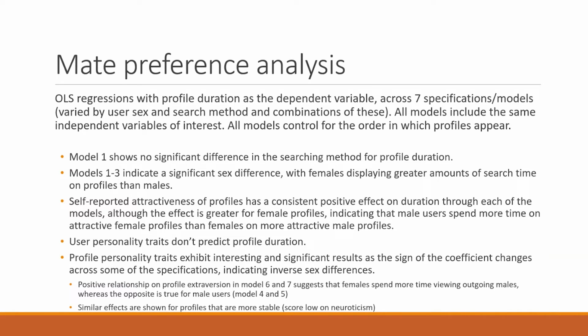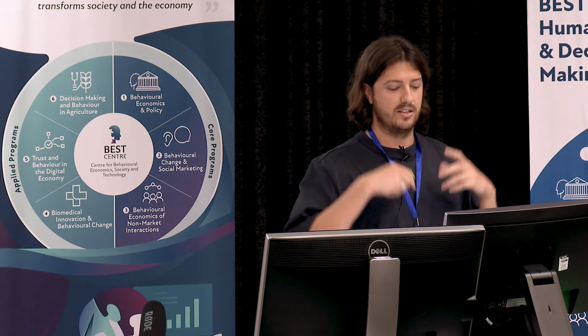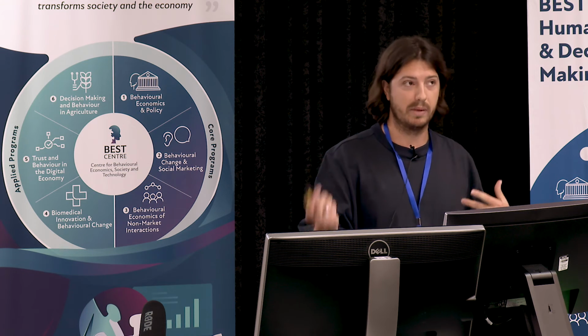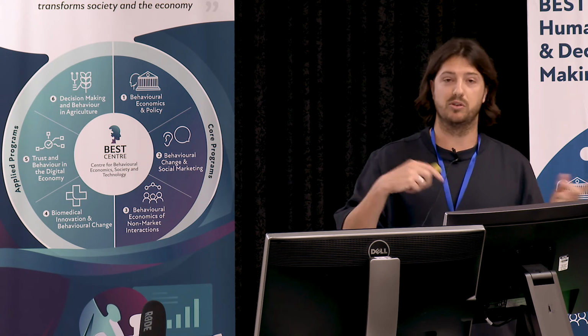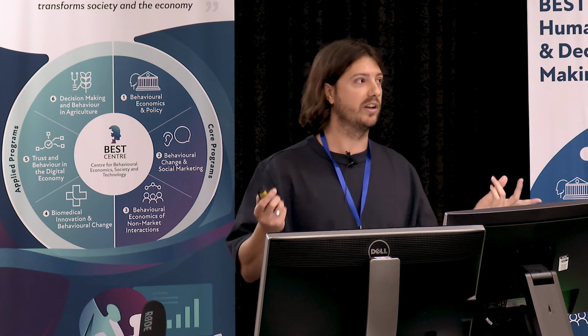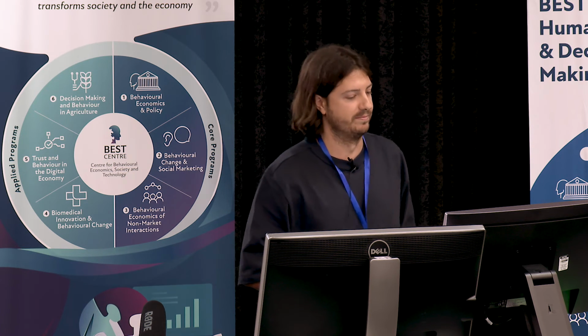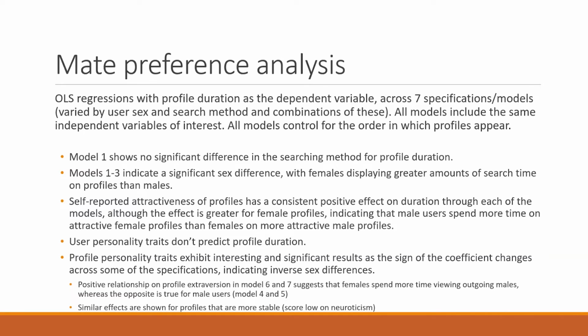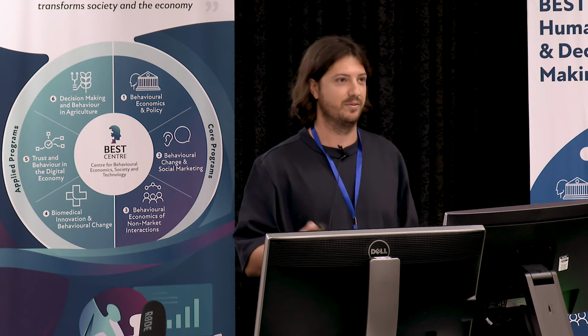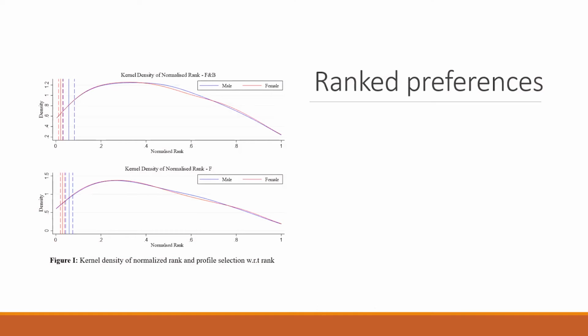But profile personality traits, which if you saw the example, were visible on each profile, did actually have quite a few significant results. We have a positive relationship on profile extroversion in models 6 and 7 that suggests that females spend more time viewing outgoing males, whereas the opposite is true for male users. So males actually prefer introverted female profiles. Similar effects are also shown for those that are more stable, so score low on neuroticism. So you can take that as you will as well.